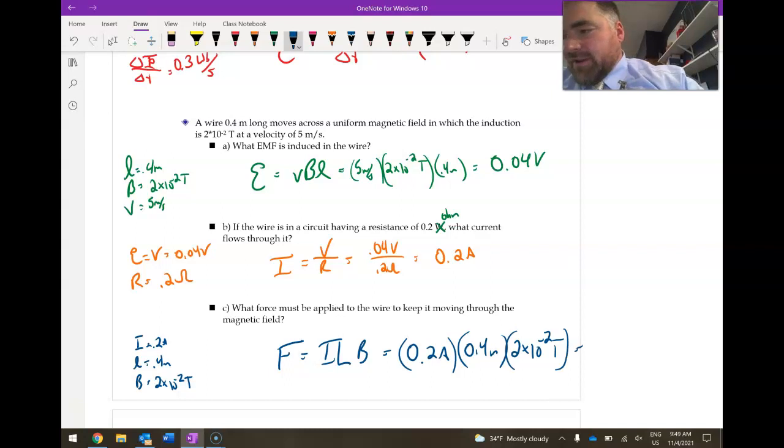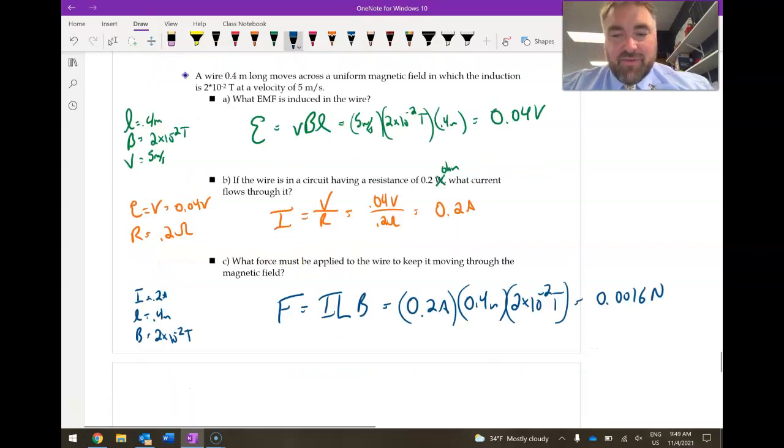And so when I put all that together, I get 0.0016 newtons, or 1.6 times 10 to the negative 19th.